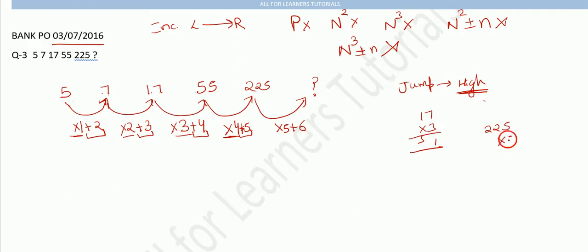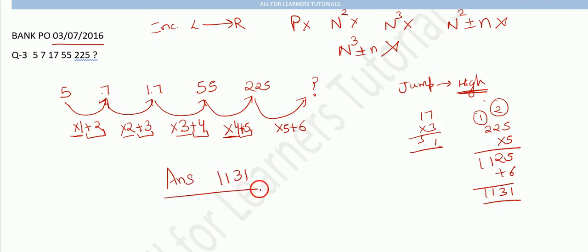225 into 5 is what? 5 5s are 25, 5 2s are 10, 11, 12. So 1125 plus 6 is what? 1131. So your answer is 1131. Okay, easy. Now let's move to the next question.